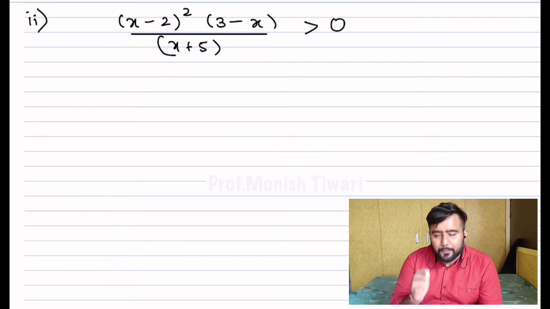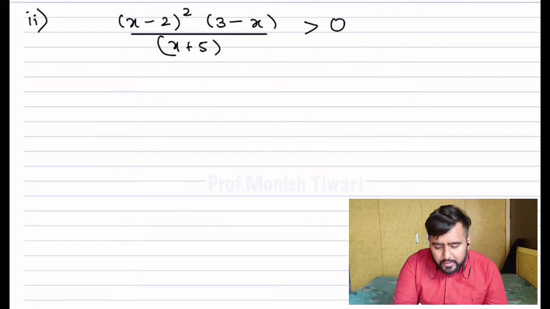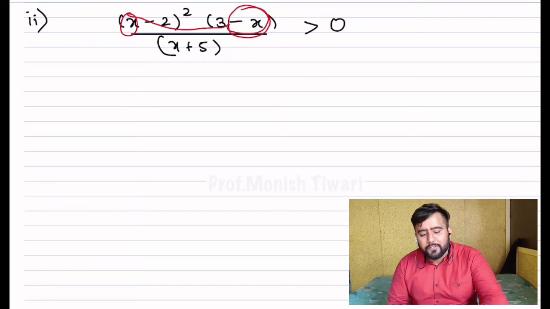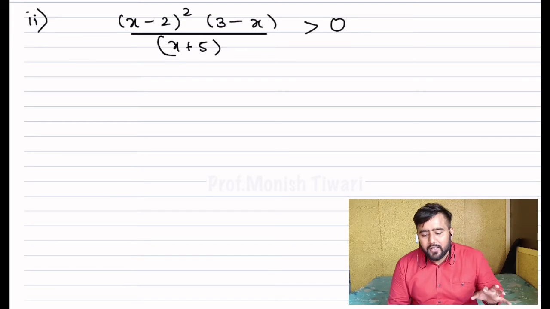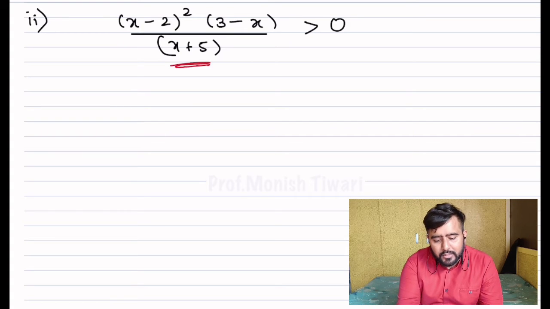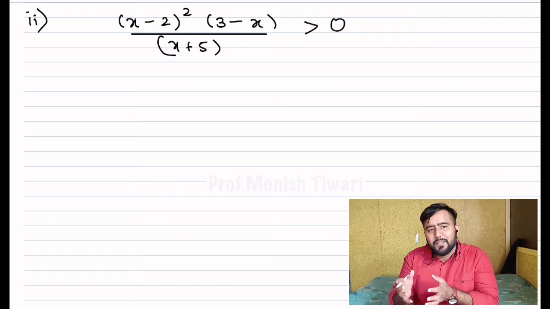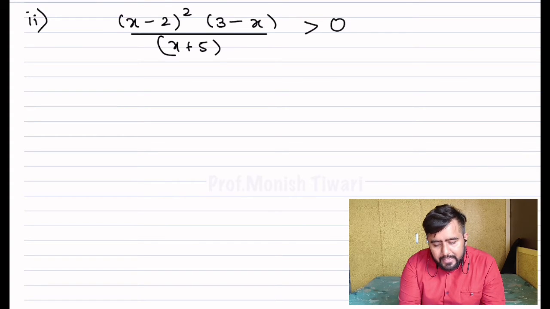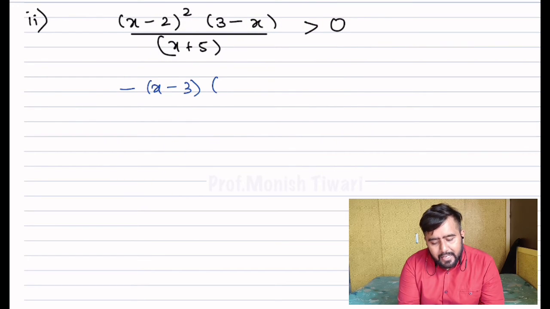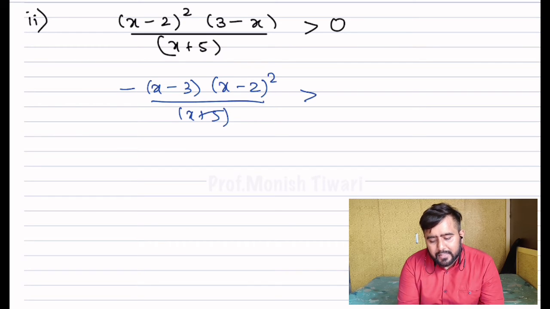So let's recollect the step. First I have to check all the coefficient of x is positive. So here it is positive, here, oh, here it is negative. So the coefficient of x here is negative. But the first step was make it positive, right? And check the denominator also. Here it is positive. So to make 3 minus x as positive coefficient of x, I will be taking negative common. So if I take negative common from here, so minus, we will have x minus 3 and x minus 2 whole square upon x plus 5 greater than 0.